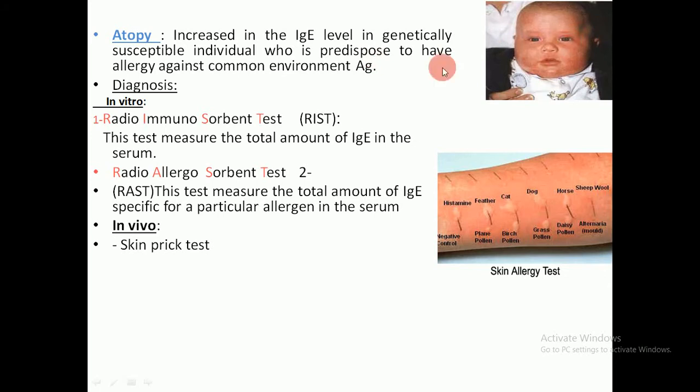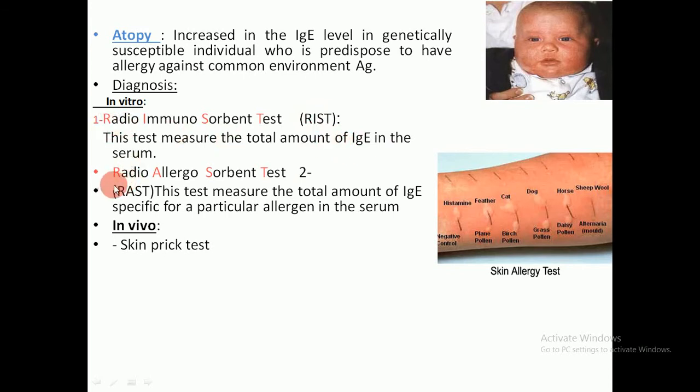of the face. How can we diagnose type 1 hypersensitivity reaction? Well, first, we have in vitro tests, which means outside the body, which include the radio immunosorbent test, abbreviated RIST. This test measures the total amount of IgE in the serum. As you know from the previous lecture, immunoglobulins have a specificity specific to each entity, while here we measure the whole amount of IgE.